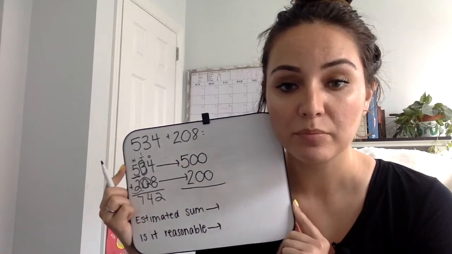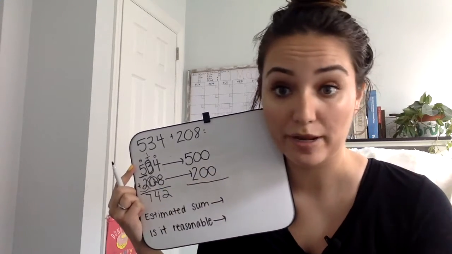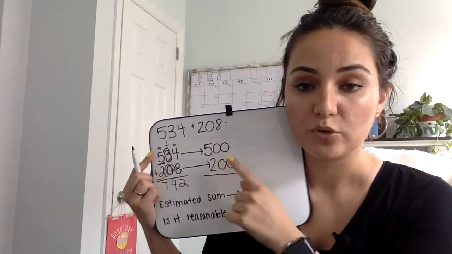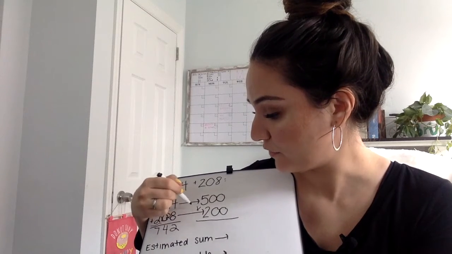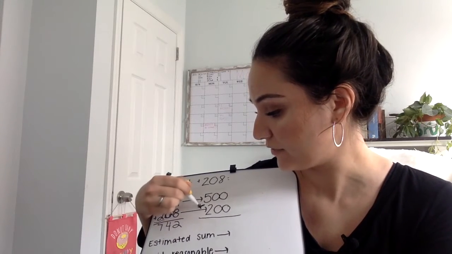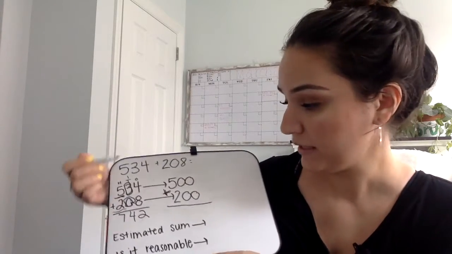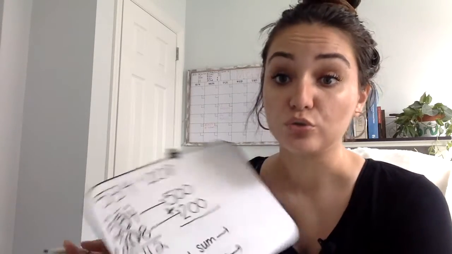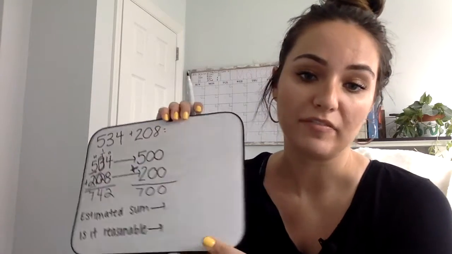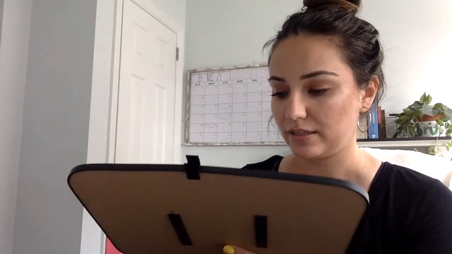Now, if you remember, when we estimated, when we drew our arrows, okay, again, this is way back in September. When we estimated, when we drew our arrows, we had to add over here, okay, to find an estimated answer and to see if the estimated answer was reasonable, okay? So we can do 500 plus 200, no problem, okay? You should get 700, okay? 700. The estimated sum is 700.